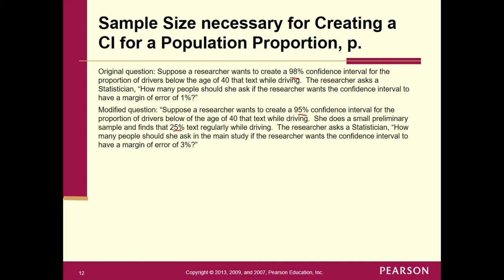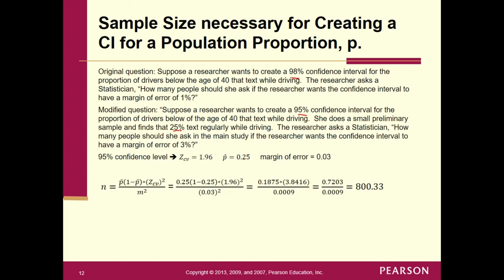Notice that the critical value would change to 1.96 because of the 95%. We have an estimate of p hat, and we're going to use 0.25. Obviously, we change that into a decimal when we throw it in the formula. Then the margin of error, we set to 0.03. Remember, not 3, but 0.03. We have to change that percentage into a decimal. So we throw all that into the formula, and what I get is 800.33.